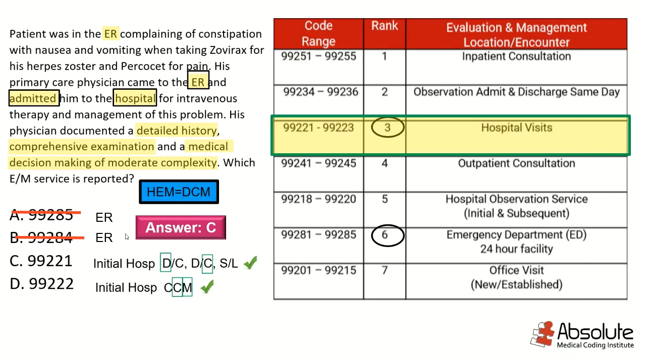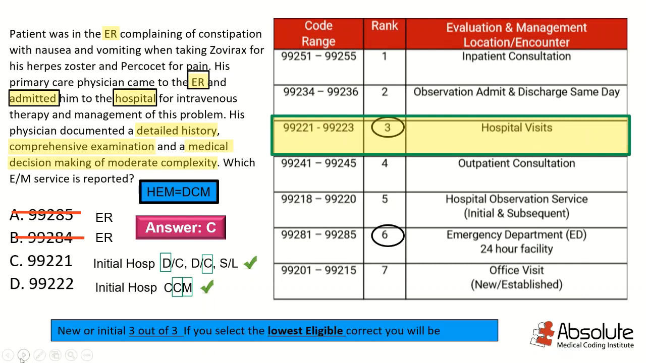Yes, these initial hospitals, you got it, Tina. They're 3 out of 3. So we're going to follow the first part of that song, which says new or initial, 3 out of 3. If you select the lowest eligible, correct you will be. So that basically takes guesswork out of it. It tells us if it's 3 out of 3, in this case, we would take the lowest eligible.